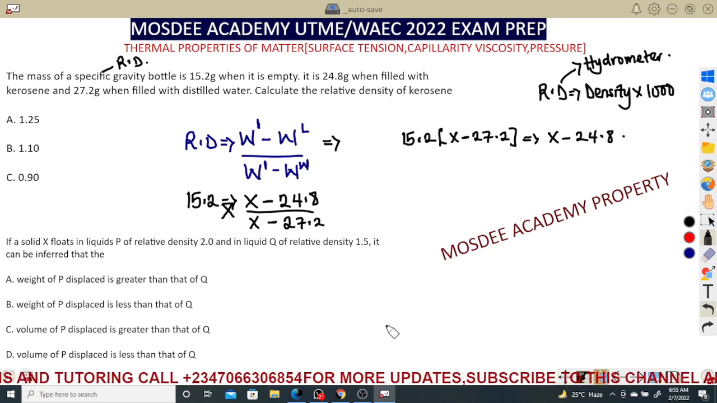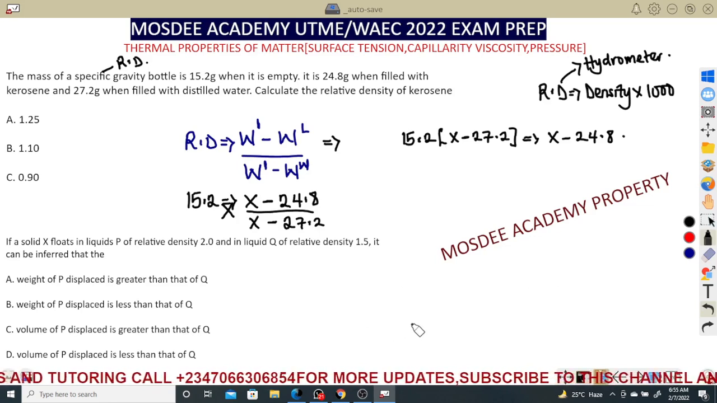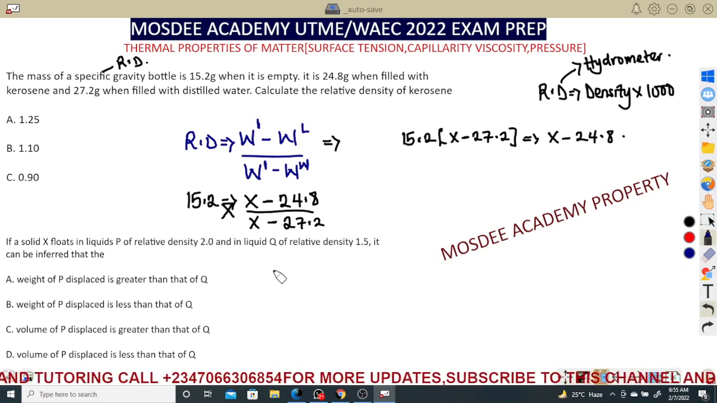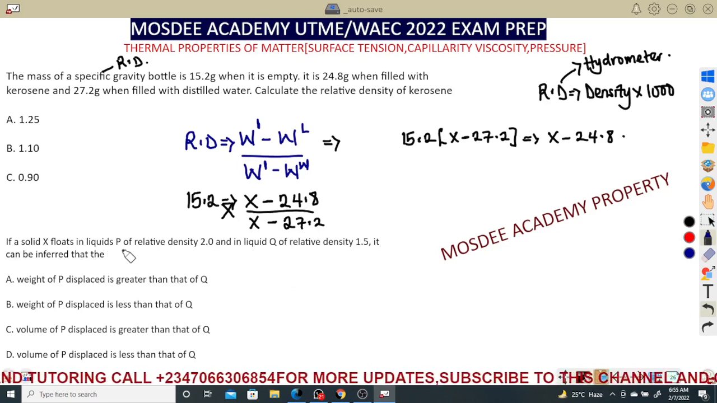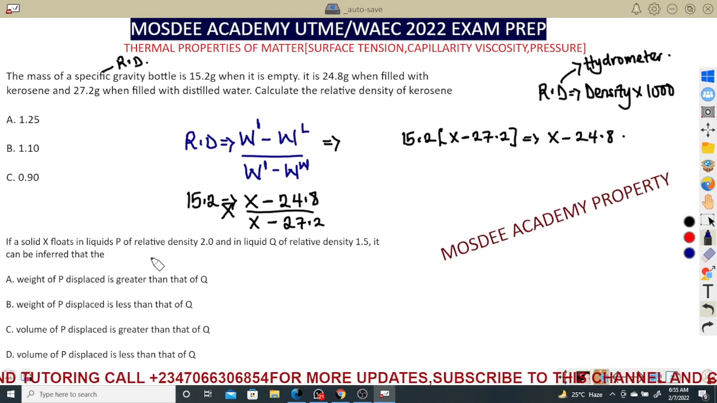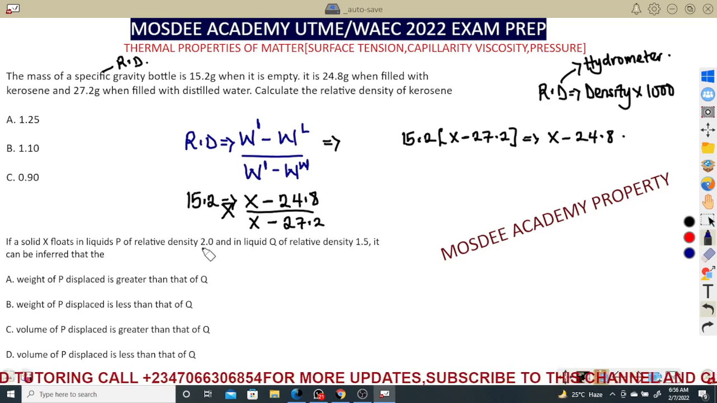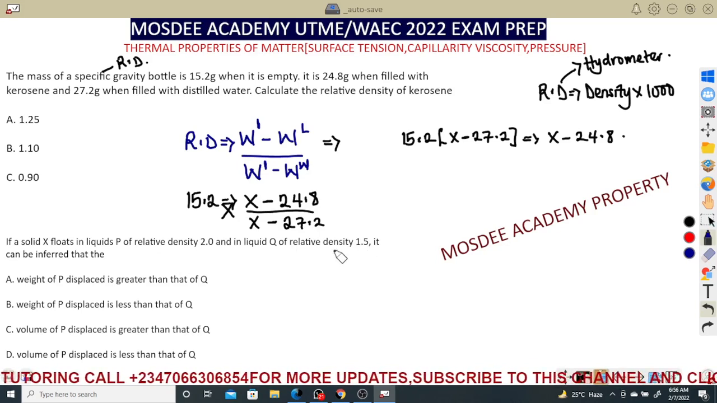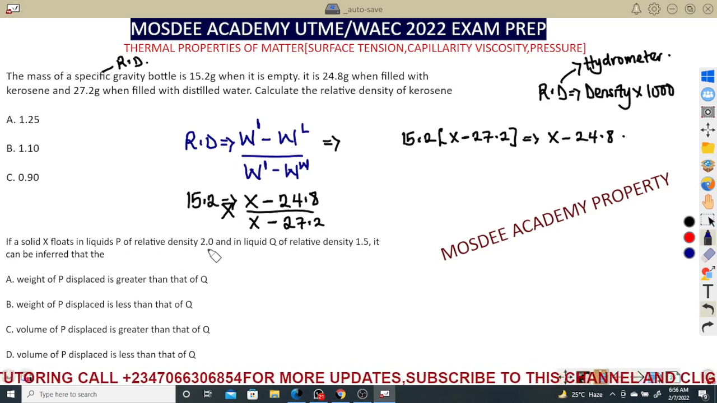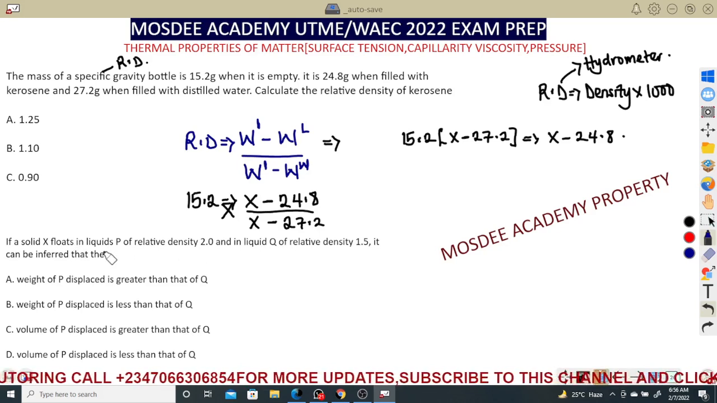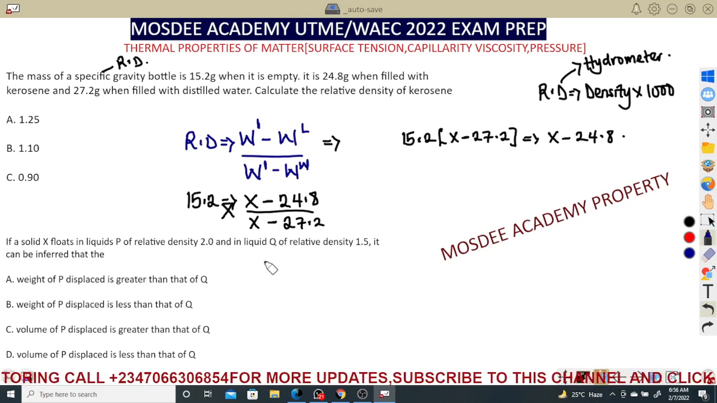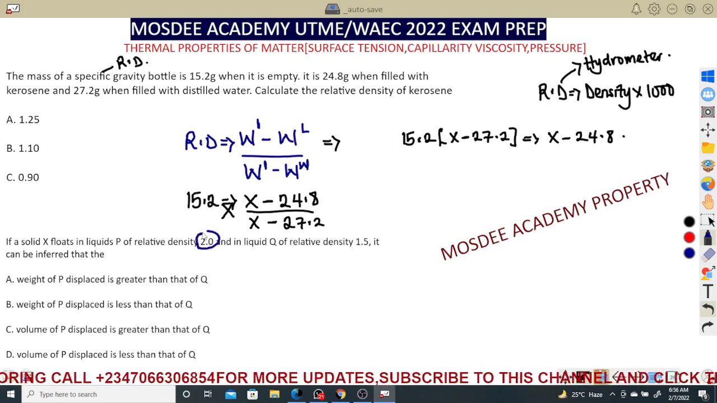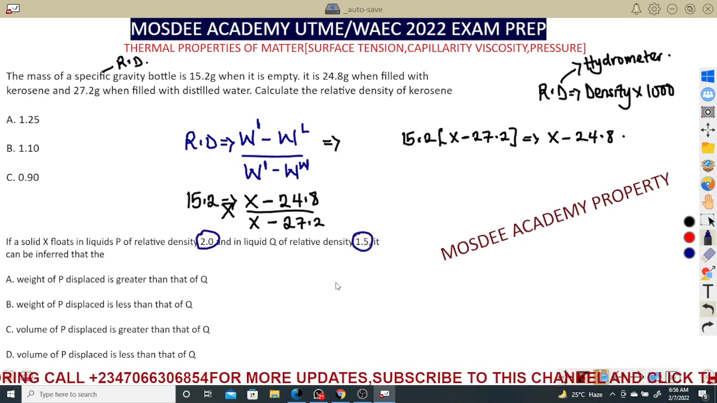And now the last question for today, because I promised 20 minutes and I think I've used 17 minutes now. Here we have: if a solid X floats in liquid P, it floats, that is the principle and law of flotation, and the relative density of P is 2. And in liquid Q, the relative density is 1.5. X floats in both liquid P and liquid Q. The density of P is 2.0, that of Q is 1.5.